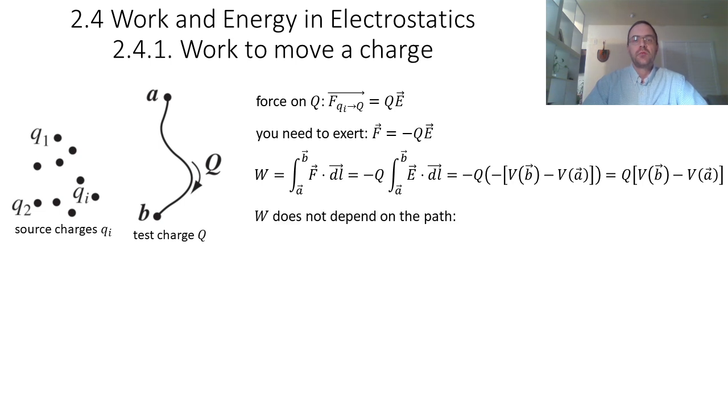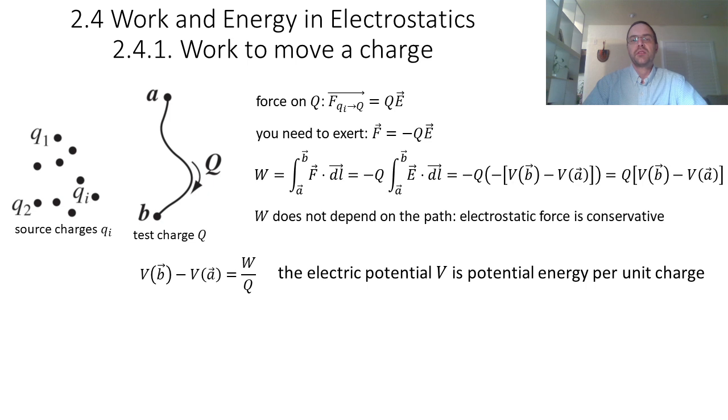So we see that the work does not depend on the path, which indicates that the electrostatic force is a conservative force. This also gives us a new understanding of the electric potential. Now you can write VB minus VA as W over Q. So you see that the electric potential V is energy per unit charge. And because the electrostatic force is conservative, we can consider the source of the field as part of the system so that the energy is potential energy.